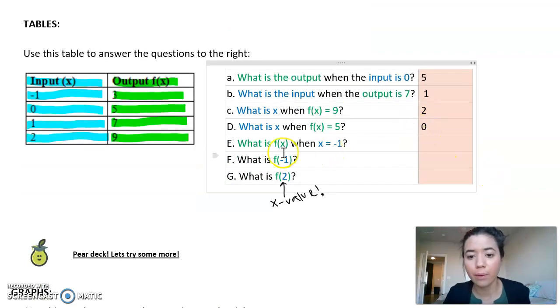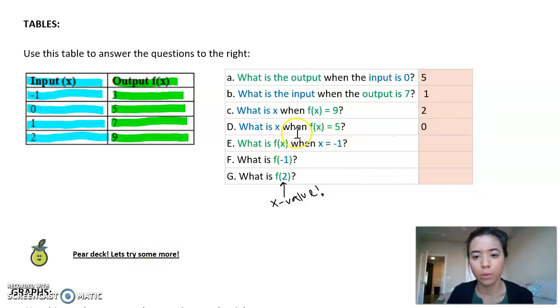Okay, now we have, what is f of x when x equals -1? Go ahead and see if you can figure that out. So what is your output? What is f of x when we use -1 for x? All right, so what is f of x when x was -1? X was -1, f of x is 3.